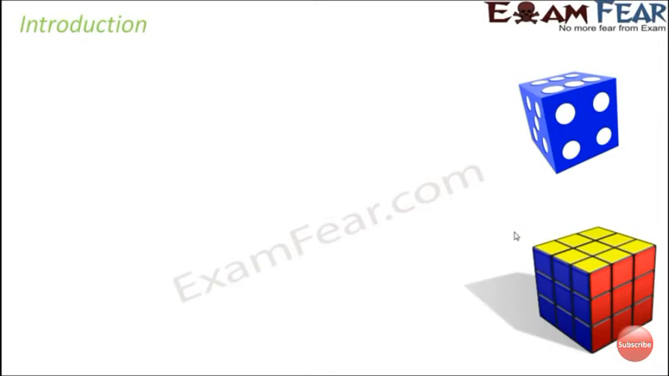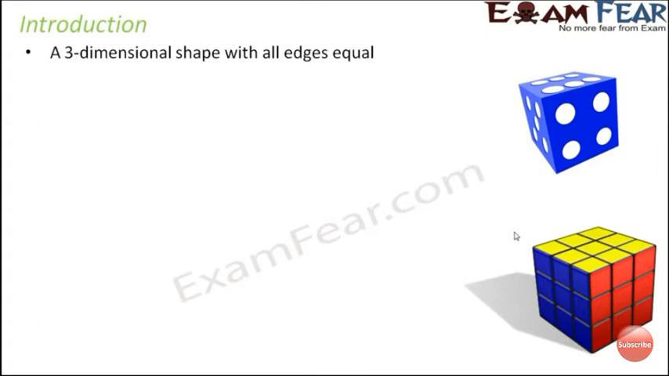What is a cube? As we all have studied in our previous classes, a three-dimensional shape with all edges equal is a cube. So what is a three-dimensional shape? Any shape which has three parameters like length, breadth and height. And a cube is that three-dimensional shape where all the three parameters are equal in length. That is, length is equal to breadth is equal to height.